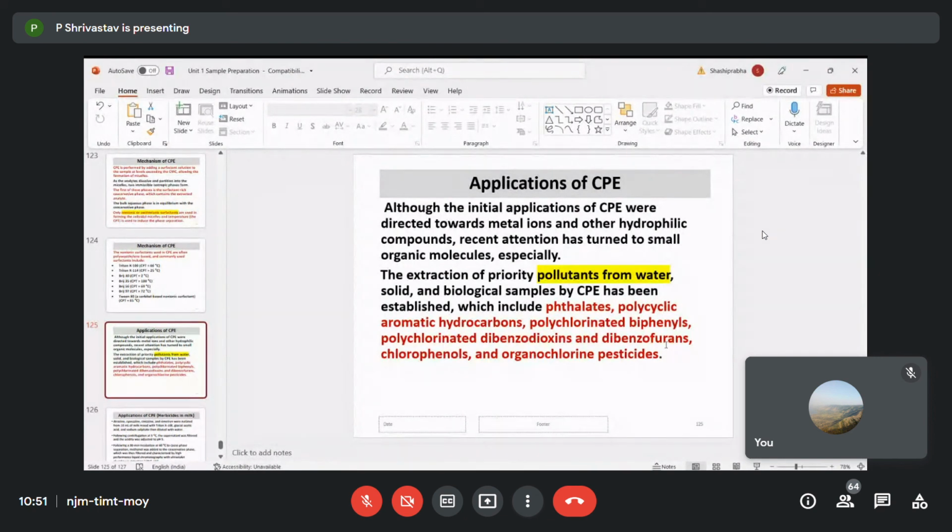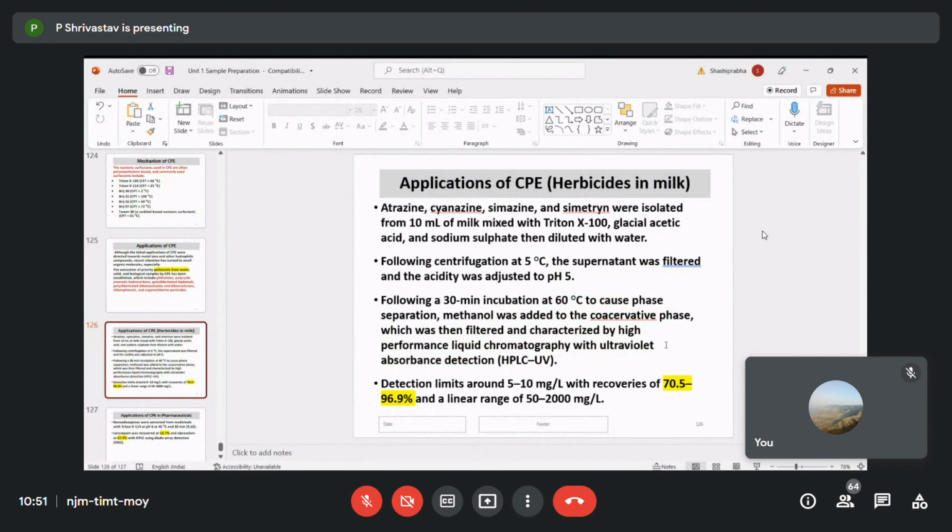They can be used to remove, this is very important, polycyclic aromatic hydrocarbons, which are very difficult to treat from soils. So those also can be removed, polychlorinated biphenyls, and many other pesticides, organochlorine pesticides and others can also be separated using CPE. There is another example where herbicides can be removed from milk sample. Herbicides like atrazine, cyanazine, simazine and prometryn can also be isolated from milk sample. This is a simple process by which you can extract. So basically, it is an extraction technique.